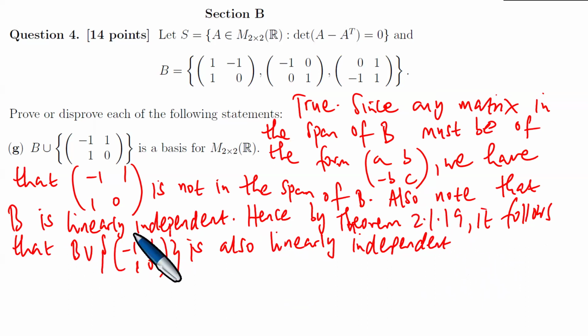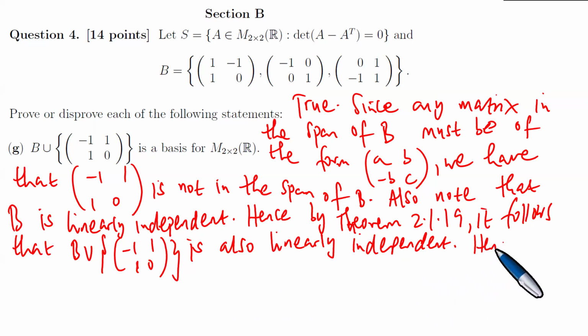Also note that B is linearly independent. So since B is linearly independent, moreover, this one is not in the span, not in the set of all linear combinations, therefore it makes sense to say this is linearly independent by theorem 2.1.19. So a student can use the theorem there and cut out the work to show that this is linearly independent.